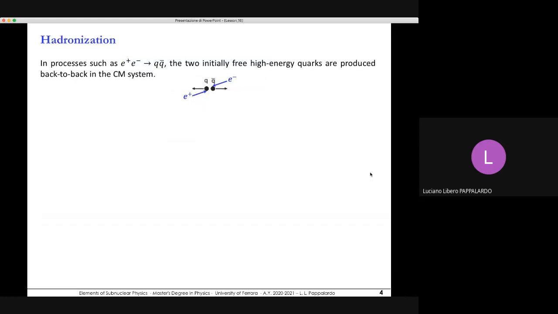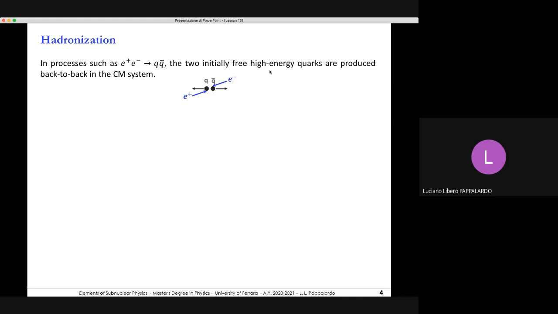Now, let's move on to the hadronization process. Okay, so suppose we are now working at the e+e- collider, and in a certain e+e- collision, we produce a quark-antiquark pair, okay? So we want to study now how these quark-antiquark evolve in space and in time, and what at the end we will detect with our detector, okay?